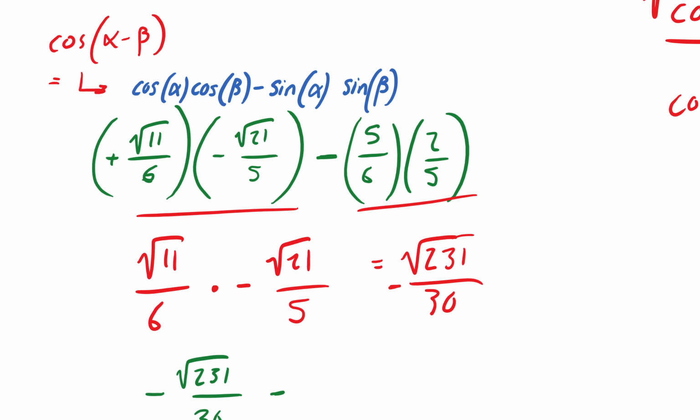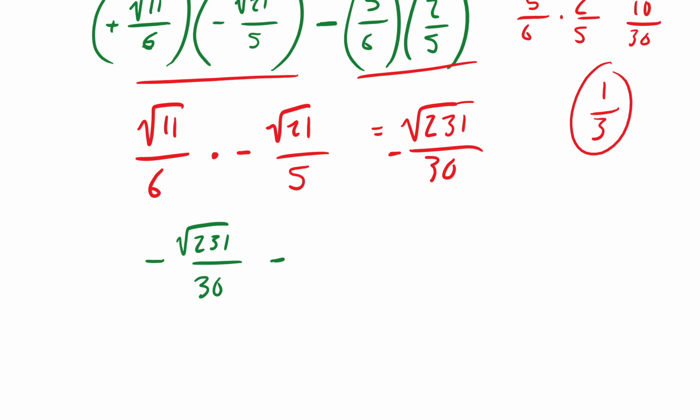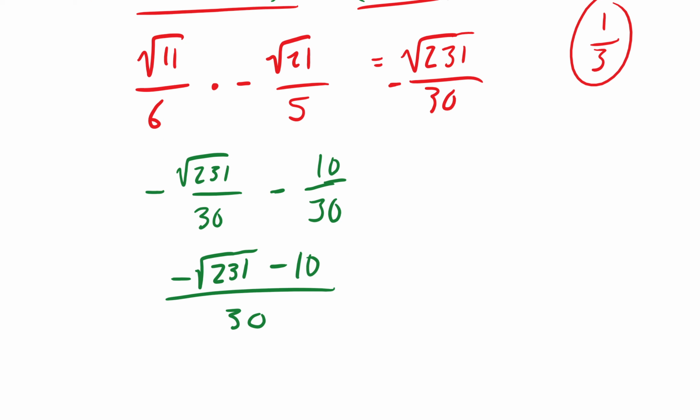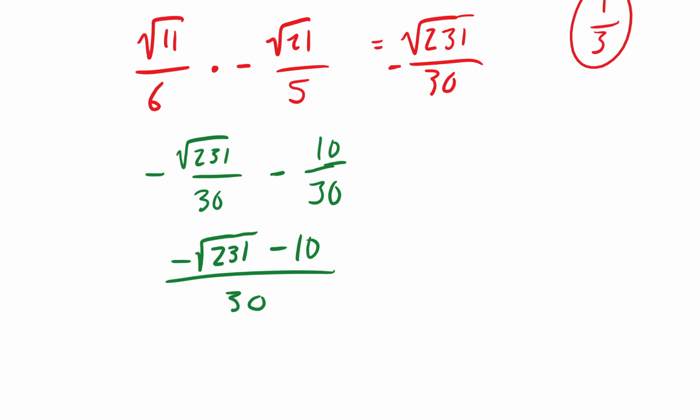and then we'll do the math for this one. 5 over 6 times 2 over 5. That's also 30, and this is 10. 10 over 30, which is 1 over 3. Here we go. But I guess in order to combine these, you would actually have to undo that. So we'll bring that back. So negative root 231 minus 10 over 30. There we go. Cosine alpha minus beta. Boom.